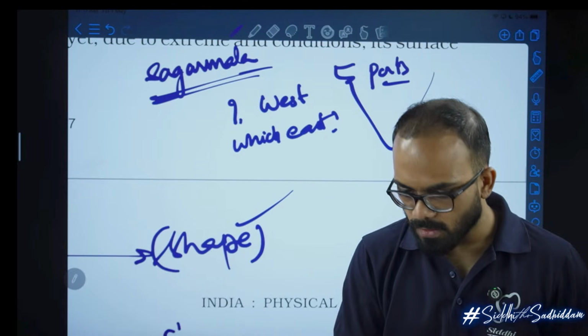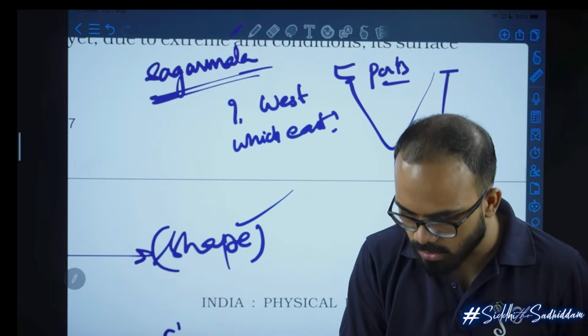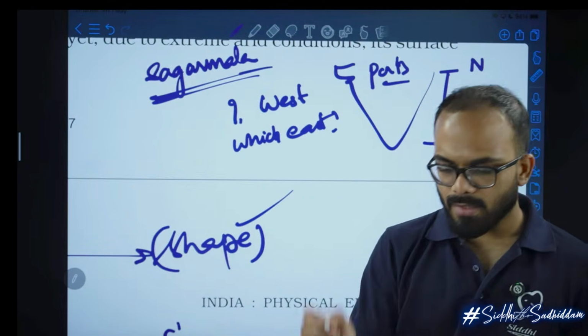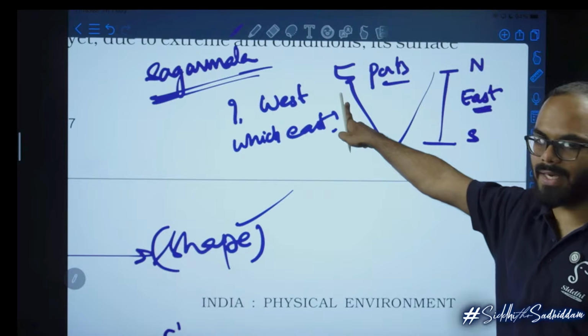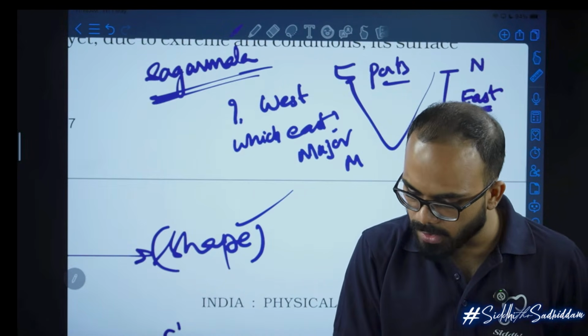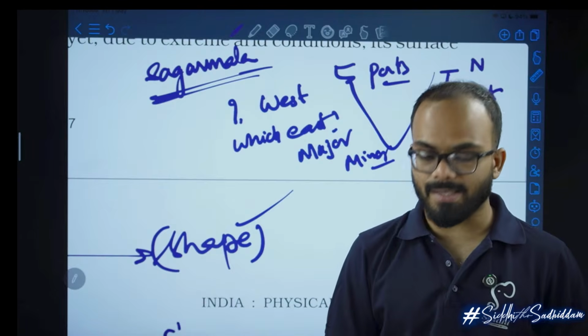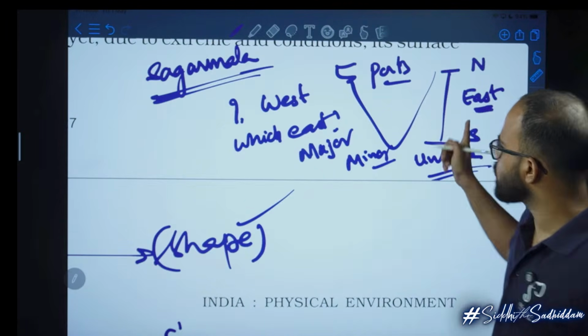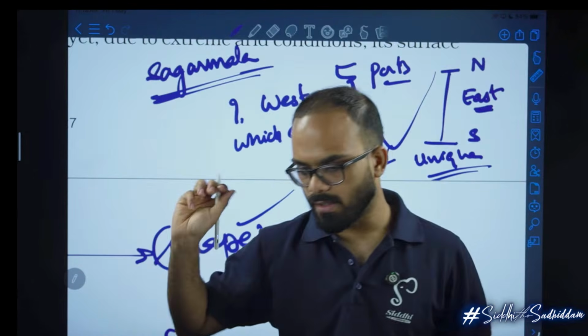They can also ask you to arrange the following ports in the order of north to south on east side. The same thing they can ask you on west side. Then they can ask you which of the following is a major port, which of the following is a minor port, and if there is anything that is unique about the ports, they can ask you this also as a part of Sagarmala, right?